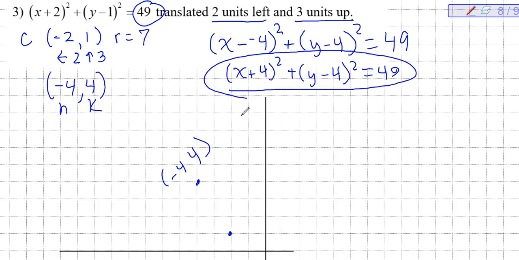I need to know if you have questions about this. Yes? So, because it translated, the radius still stays the same? Yeah, because the whole circle is just being moved. It's not being expanded or constricted. Yeah, it's the same circle, so the radius won't change. The center just shifts. And when the center shifts, the radius shifts with it. Okay? Any other questions?